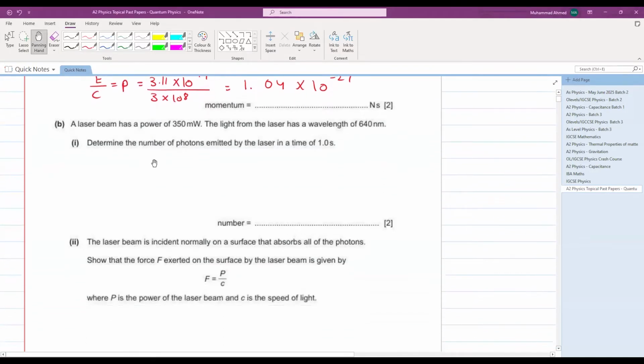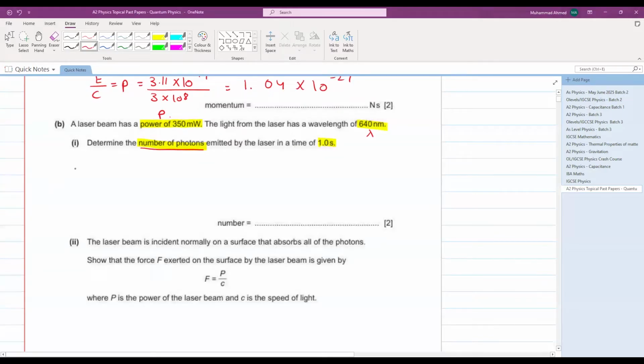A laser beam has a power of this. The light from the laser has a wavelength of this. Okay, now you have the wavelength as well as the power. Determine the number of photons. You have to calculate the number of photons emitted by the laser in a time of 1 second.